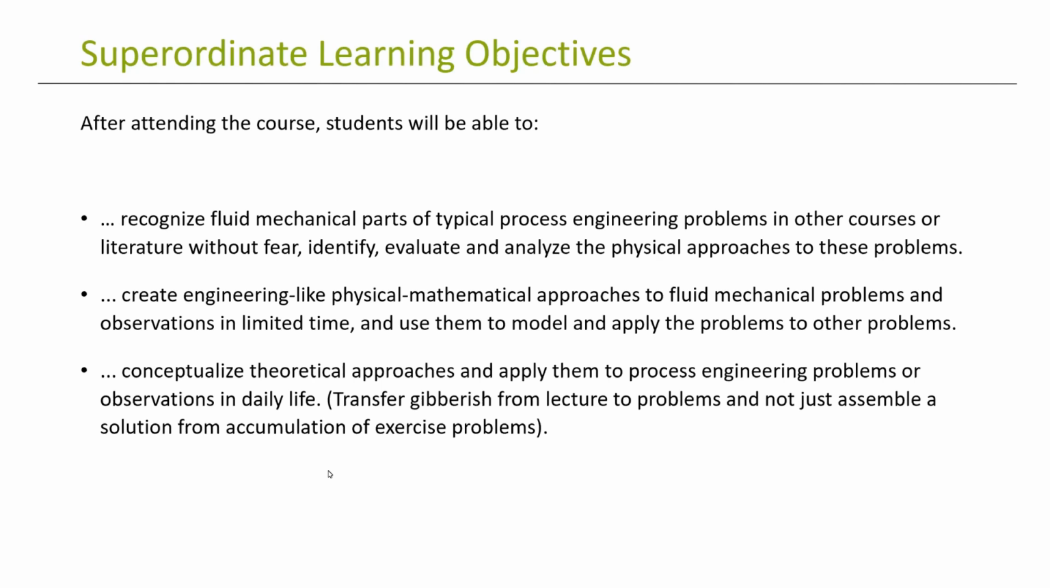So at first, the superordinate learning objectives are that after the course you will be able to recognize fluid mechanical parts of typical process engineering problems in other courses or literature without fear, identify, evaluate, and analyze the physical approaches to these problems, create engineering-like physical mathematical approaches to fluid mechanical problems and observations in limited time. So you see that's for the exam, and use them to model and apply the problems to other problems.